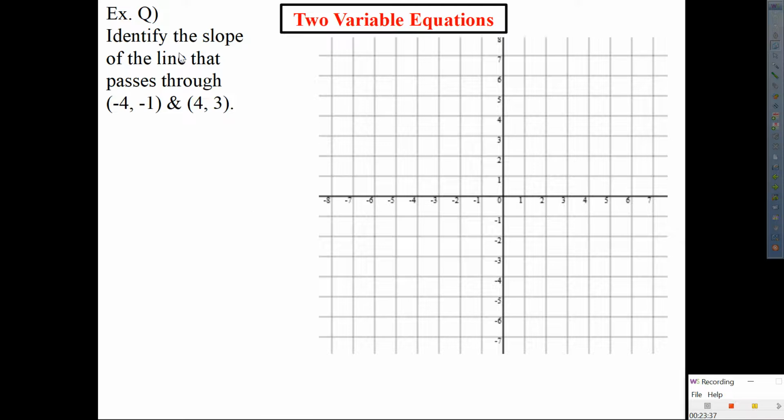On the top left, I want you to write example Q and write these two coordinates: (-4, -1) and (4, 3). (-4, -1) and (4, 3). We're on the biggest graph paper that you have. Yes? All right. (-4, -1) and (4, 3).